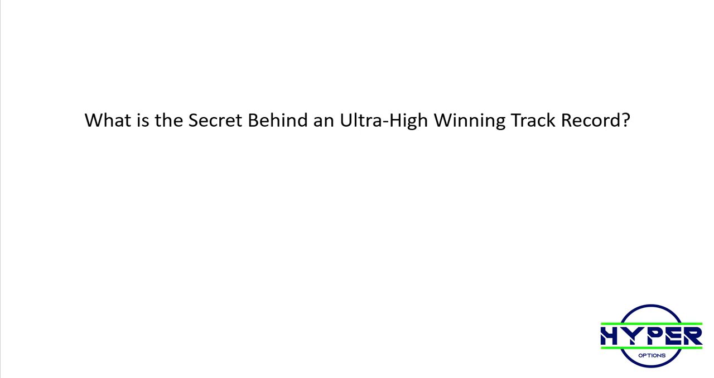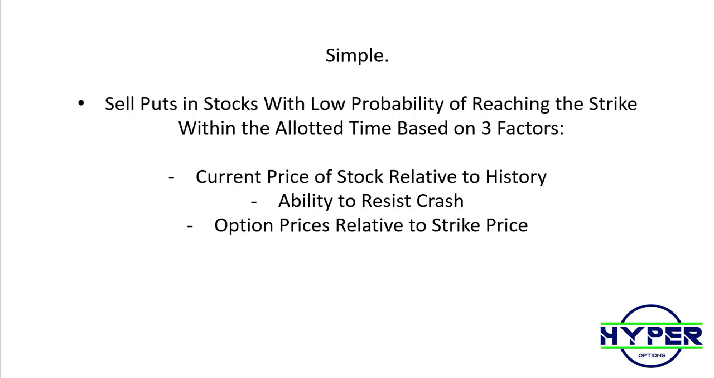So what is the secret behind an ultra high winning track record anyway? Well, I'm going to get into a little bit of the details here because I want you to understand what we're doing. I want you to understand the sound logic that is behind this and why on an actual track record it can produce a long-term 93, 94% win rate and go on some incredibly great winning streaks. So here it is. Number one, I'm going to sell puts in stocks with low probability of reaching the strike within the allotted time based on 3 factors.